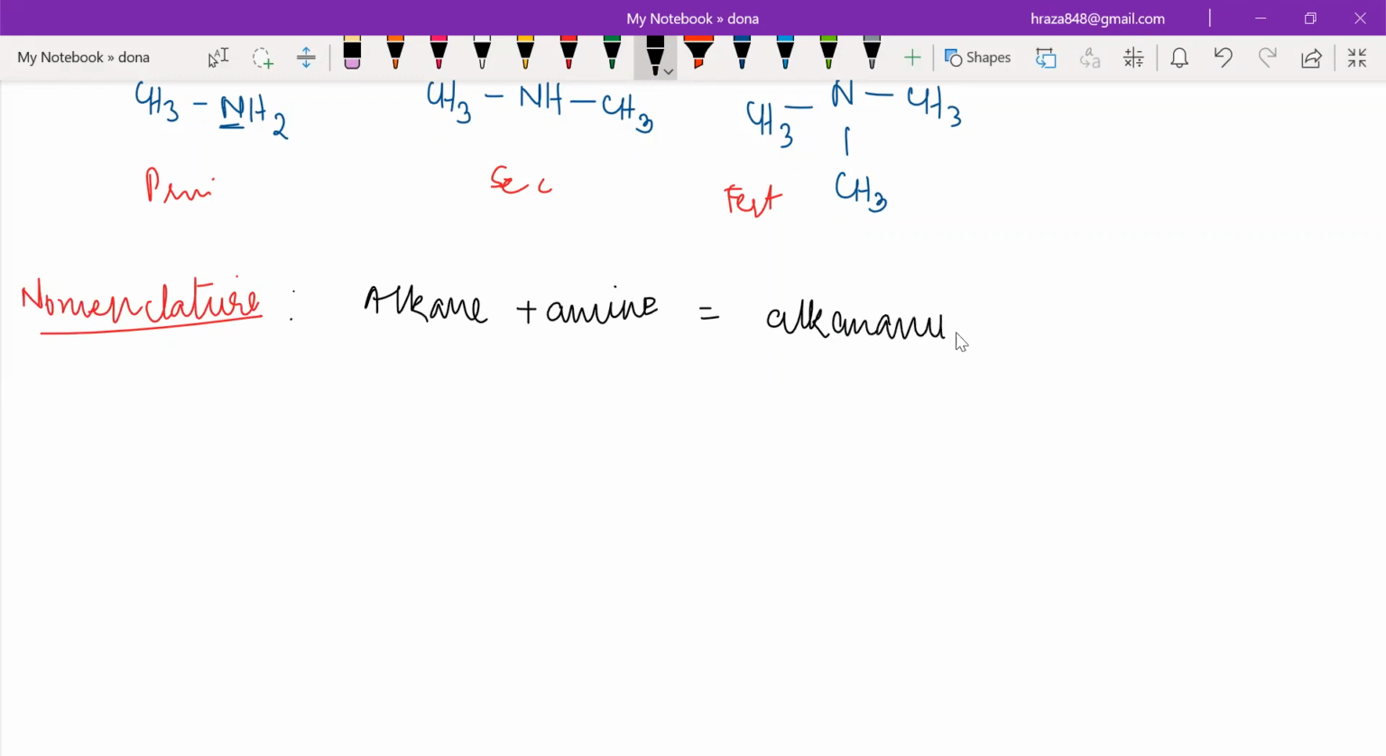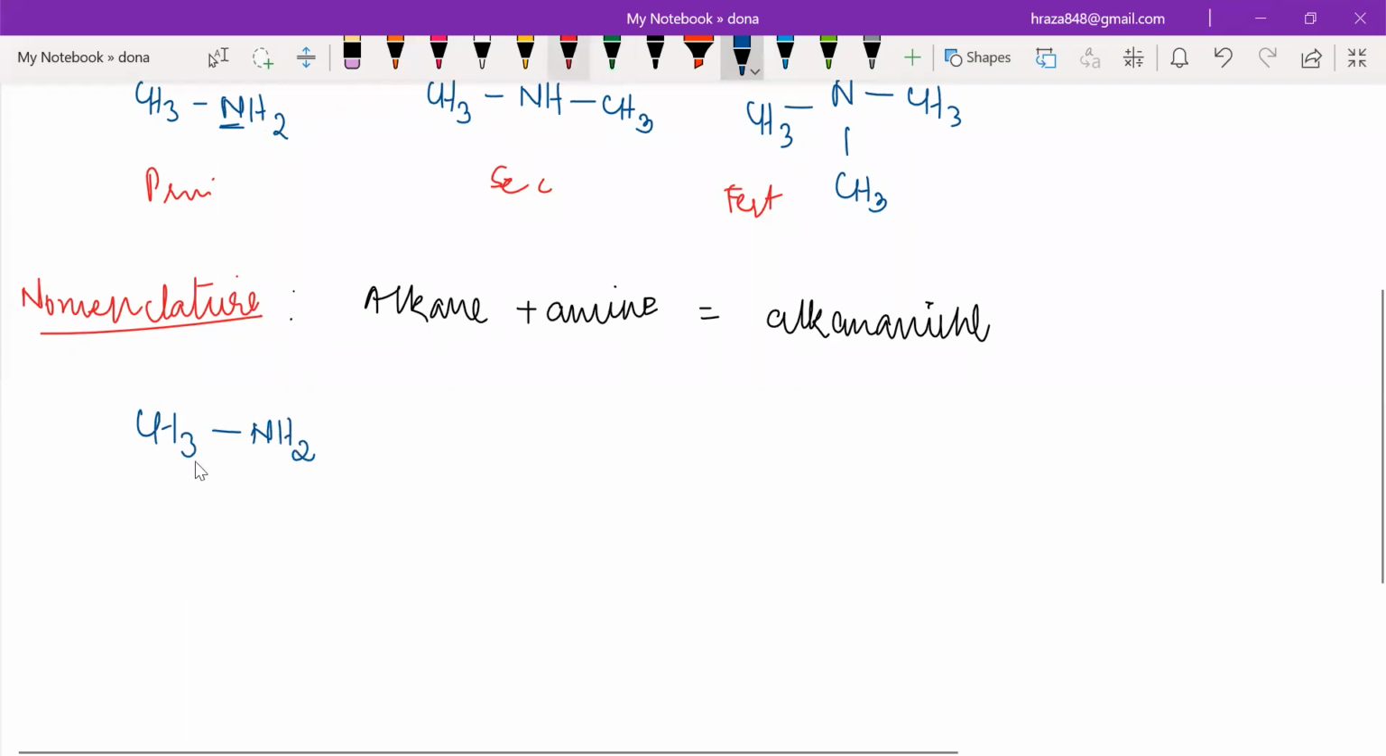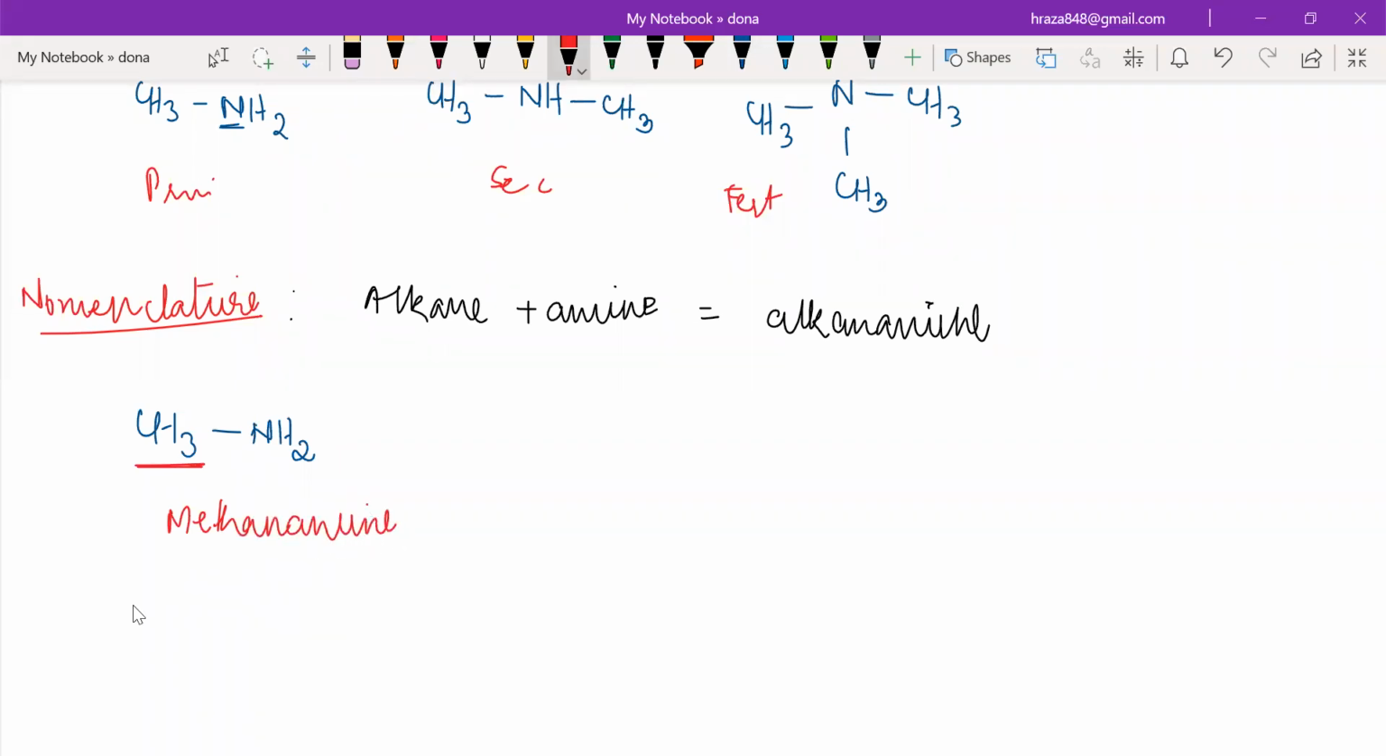Alkane amine. So if you have this, what is the name? So you can see only one carbon containing group is there and one carbon is there. That means methanamine. Can you name this? Just let me know the name. Ethanamine? Now what you just said, ethanamine, right? Yeah, its name is ethanamine.